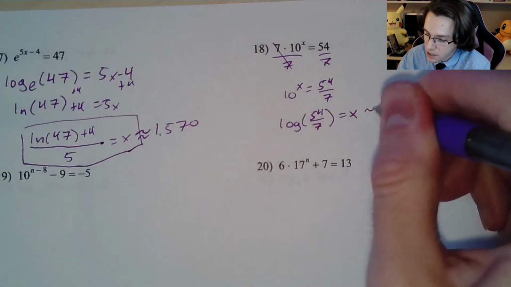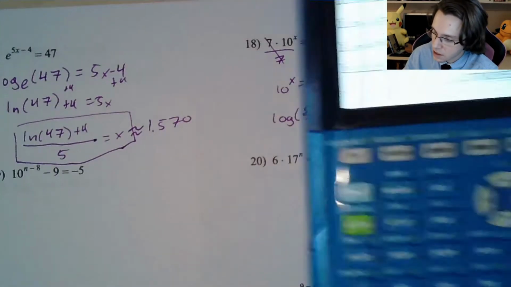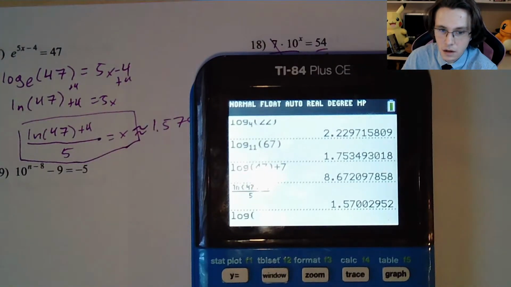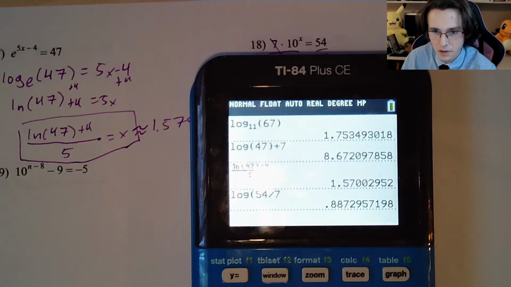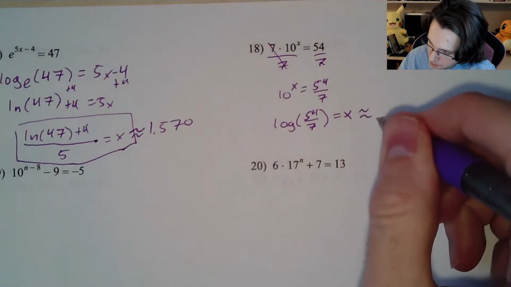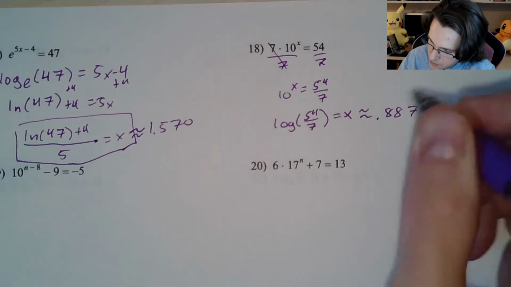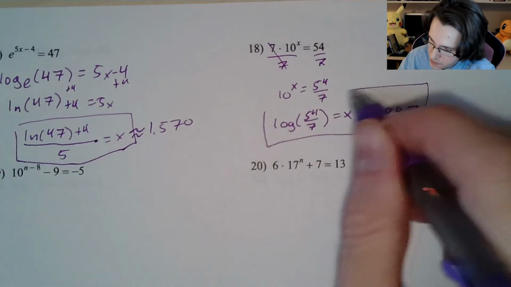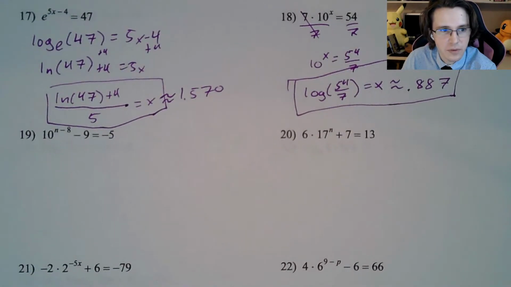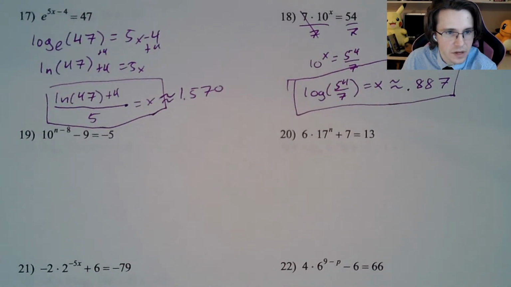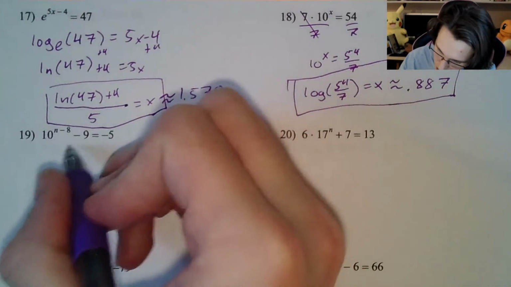And our approximate answer, plugging into the calculator, we got log 54 divided by 7, and 0.887 is the correct answer. And there you go. Moving on to number 19. So number 19, same exact idea. We need that 10 to the power on its own. So we're going to go ahead and add 9 to both sides.